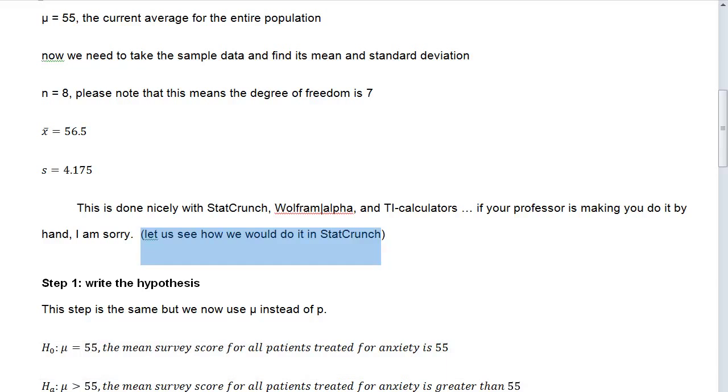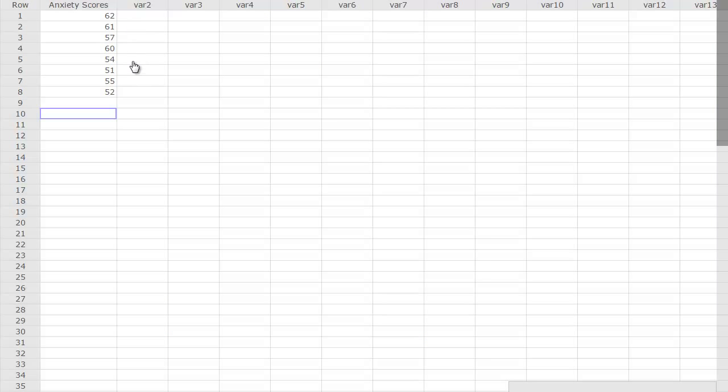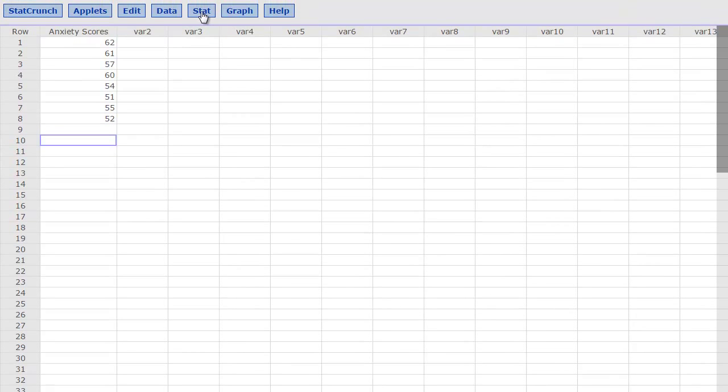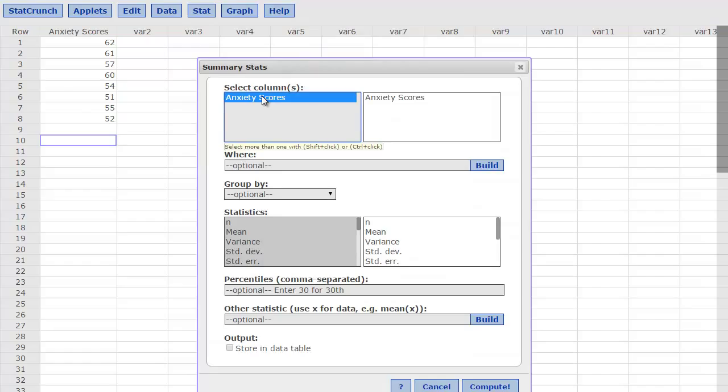Okay, so basically what I did was I put these survey scores in. So here's my anxiety scores. Here are the 8 survey scores for those patients. And basically what I'm going to do, I'm going to move the window up just a hair so that we can see. All right, so I'm going to click on Stat. And what I'm going to do is I'm going to click on Summary Stats. And I have these all in a column, so I'm going to click on Columns. And I'm going to click on Anxiety Scores.